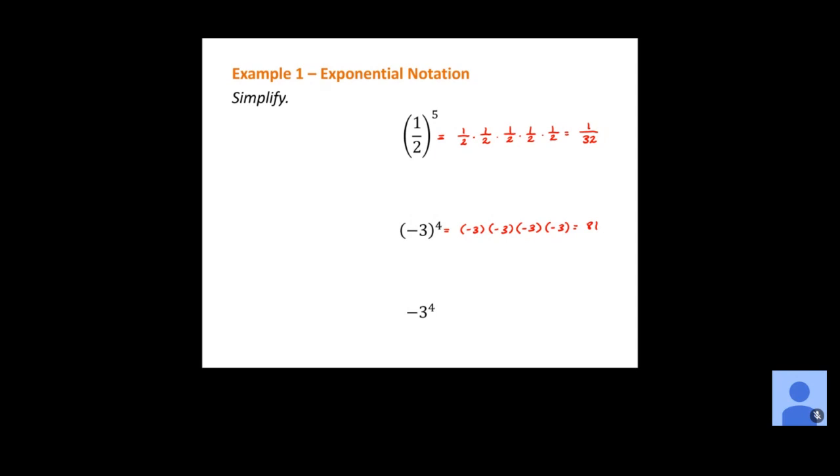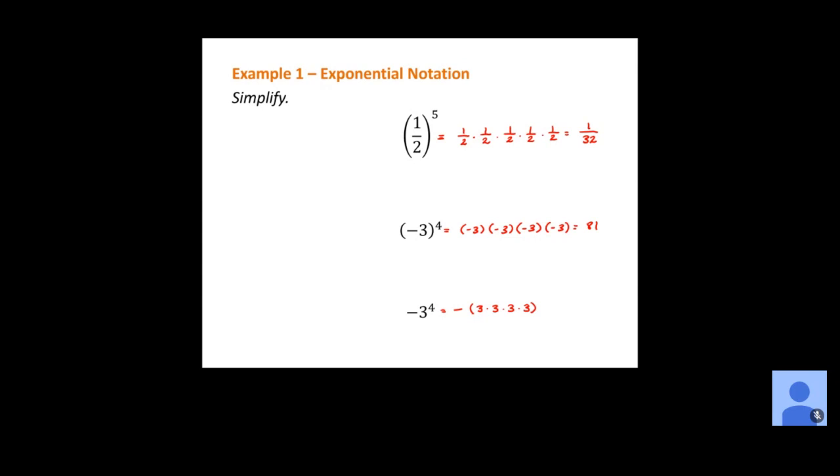Now, notice on this one, because that negative 3 was in parentheses, we were raising the entire negative 3 value to the 4th power. So make sure in that case, whenever that's in parentheses like that, you're actually raising the entire value to the 4th. Now let's look at the last one. What's different about this one compared to the second one? There's no parentheses, right? So in this case, that negative is not part of the exponent. Only the 3 is being raised to the 4th power. So when we write this one out, we're going to put a negative out front, and then we're going to write 3 times 3 times 3 times 3.